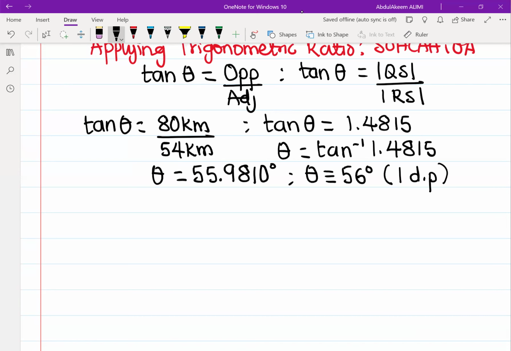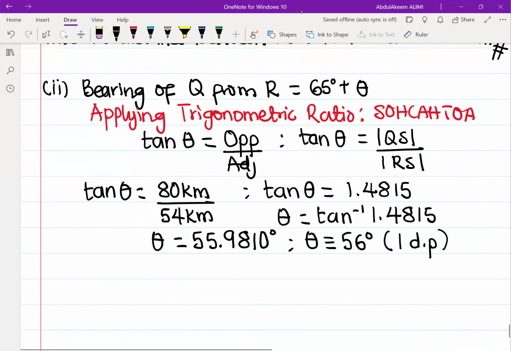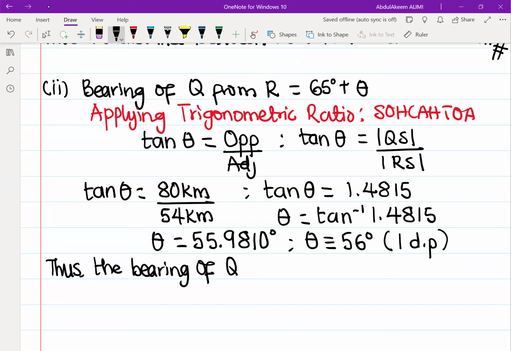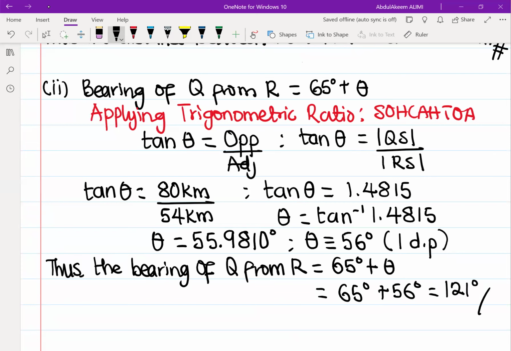We're not told to find theta, but we are told to find the bearing. Thus, the bearing of Q from R has been established as 65 degrees plus theta. And I've gotten the value of my theta here. That's 65 degrees plus 56 degrees. That's what? 121 degrees. That's all.